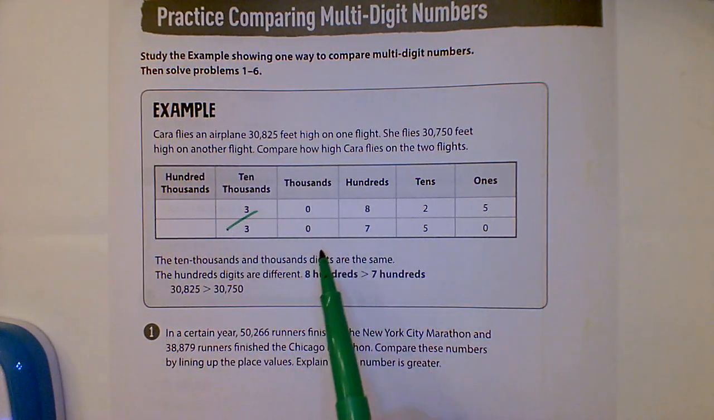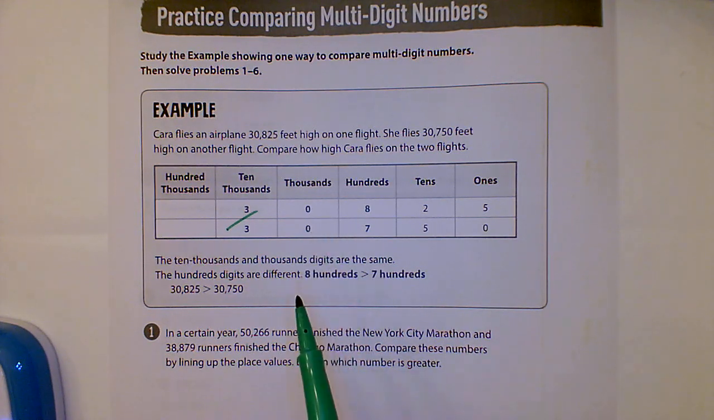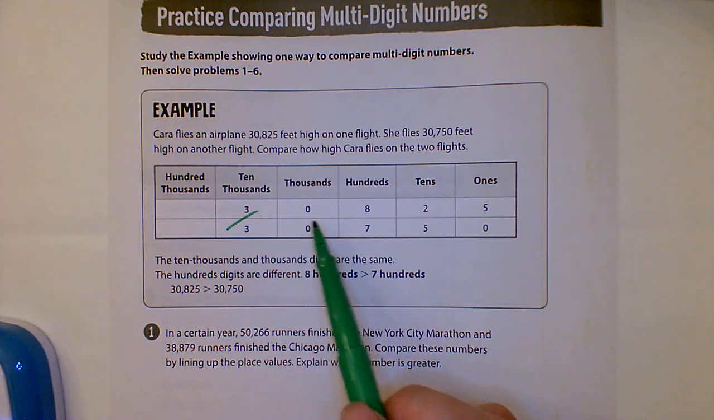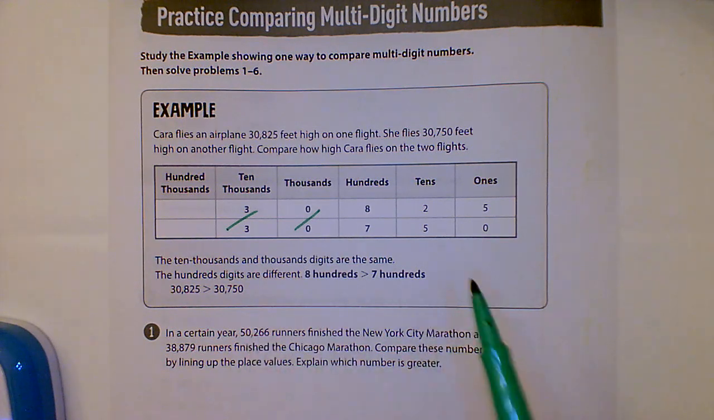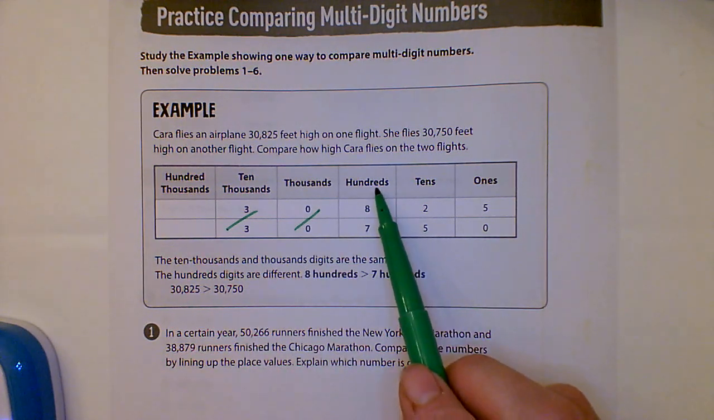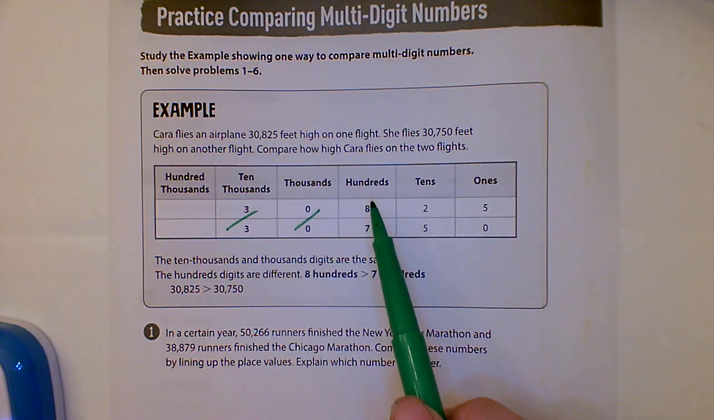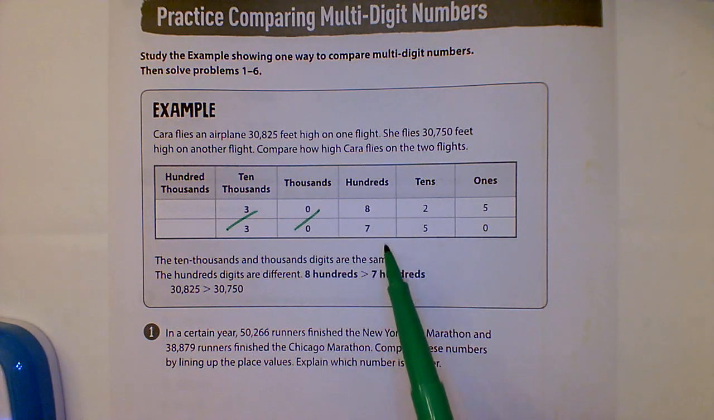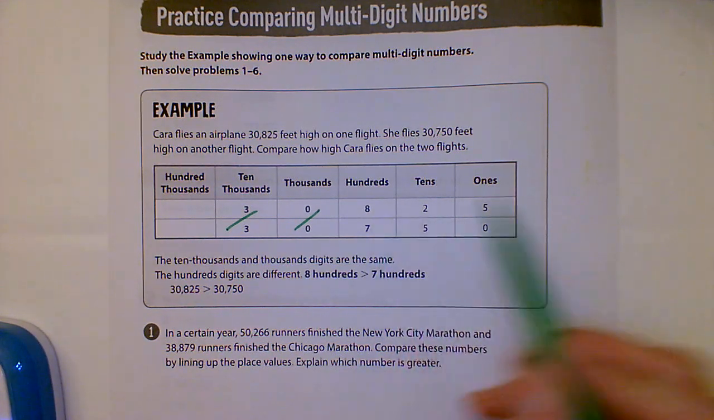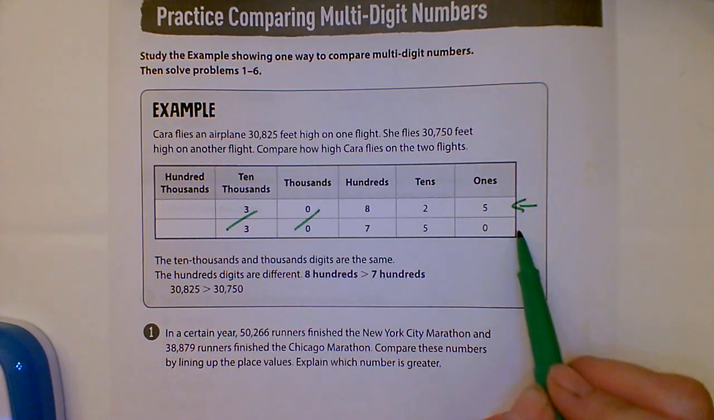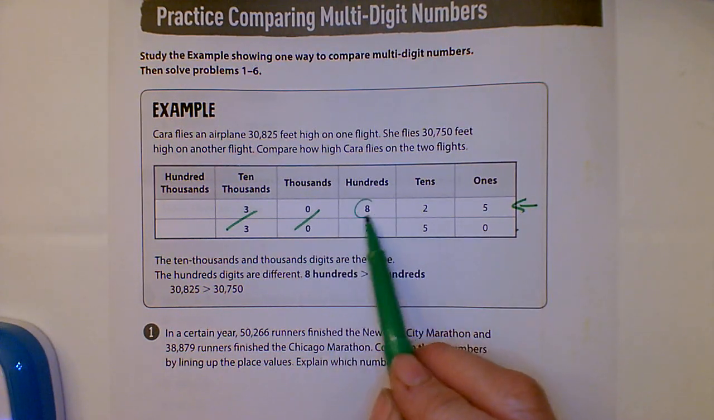In the thousands place, I also have the same digit. I have a 0 and a 0. Same value, doesn't help me to compare them. Now though, when I get to the hundreds place, I can see that here I have 8 hundreds and here I have 7 hundreds, and 8 of anything is going to be larger than 7 of anything. So clearly this one is going to be larger than this number. This is the larger number.